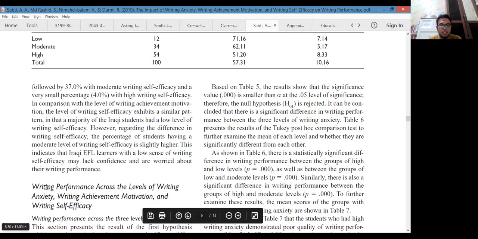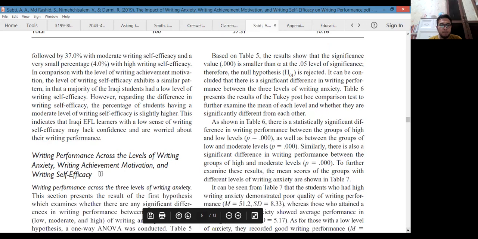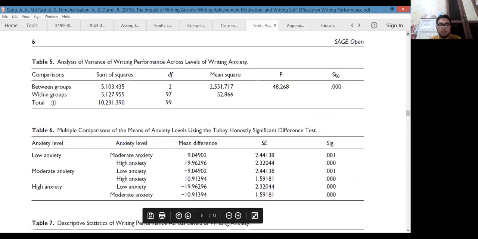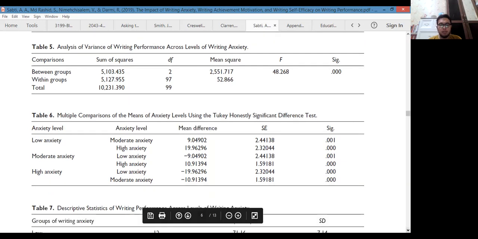After that, they try to reveal the correlation of those 3 factors on writing performance, using ANOVA, and you can see here table 5. This one, table 6. In this case, they use a display of scores in terms of metric.